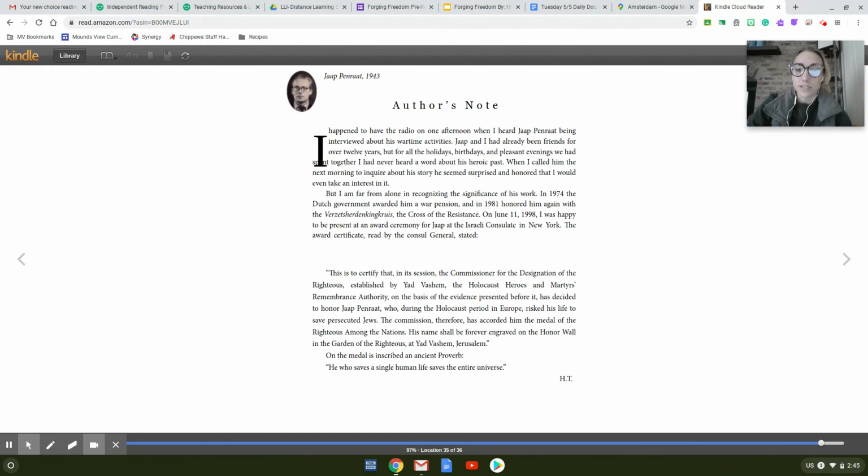Verdienkruis, the Cross of Resistance. On June 11th, 1998, I was happy to be present at an award ceremony for Jop at the Israeli consulate in New York. The award certificate, read by the consul general, stated, this is to certify that in his session, the commissioner of the designation of the righteous, established by Yad Vashem, the Holocaust Heroes and Martyrs Remembrance Authority, on the basis of evidence presented before it, had decided to honor Jop Penrat, who during the Holocaust period in Europe, risked his life to save persecuted Jews. The commission, therefore, has accorded him the Medal of the Righteous Among the Nations. His name shall be forever engraved on the honor wall in the Garden of the Righteous at Yad Vashem, Jerusalem. On the medal inscribed an ancient proverb, he who saves a single human life saves the entire universe.